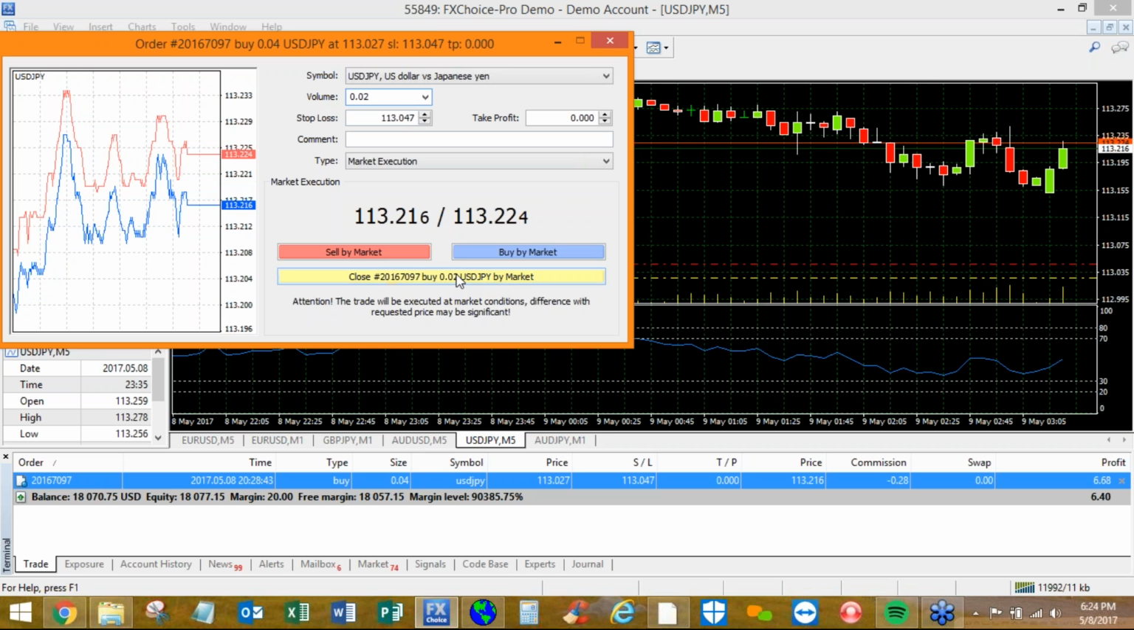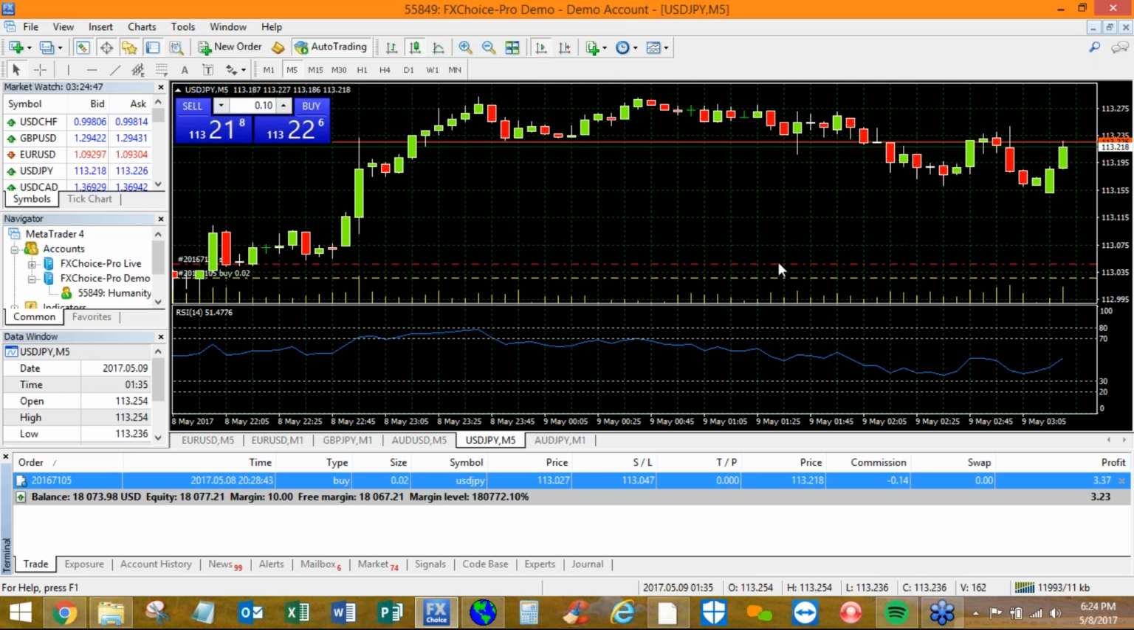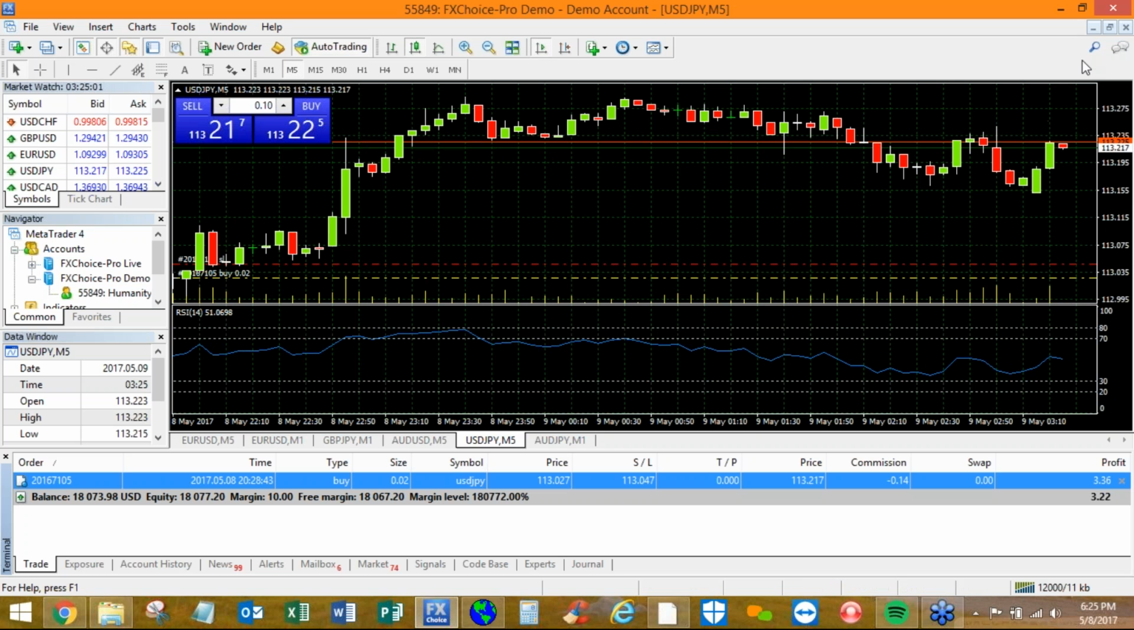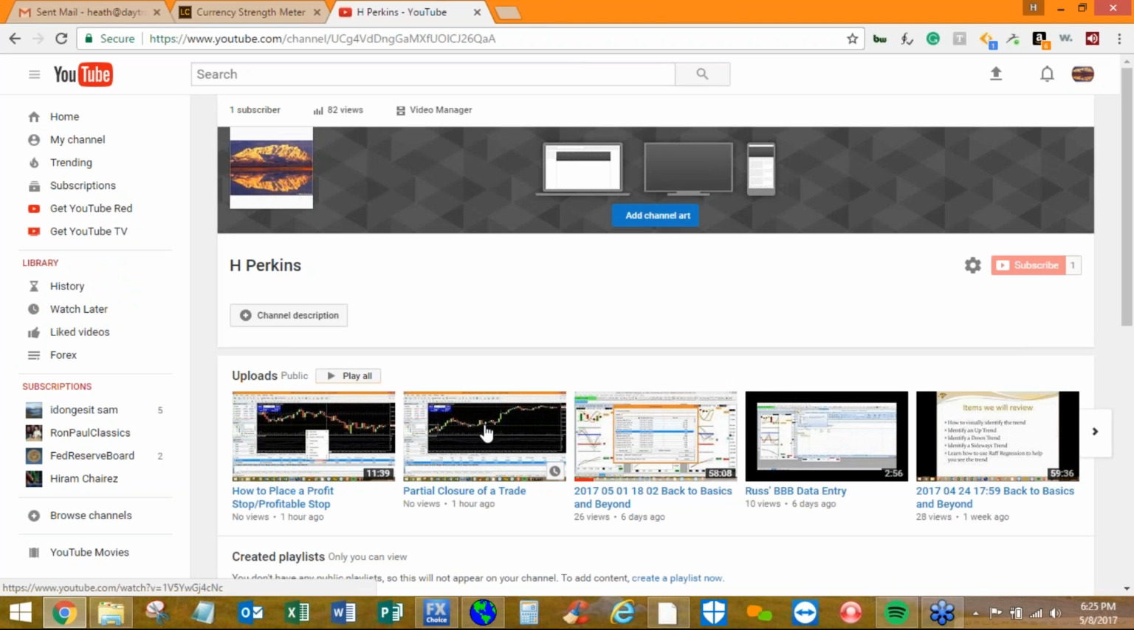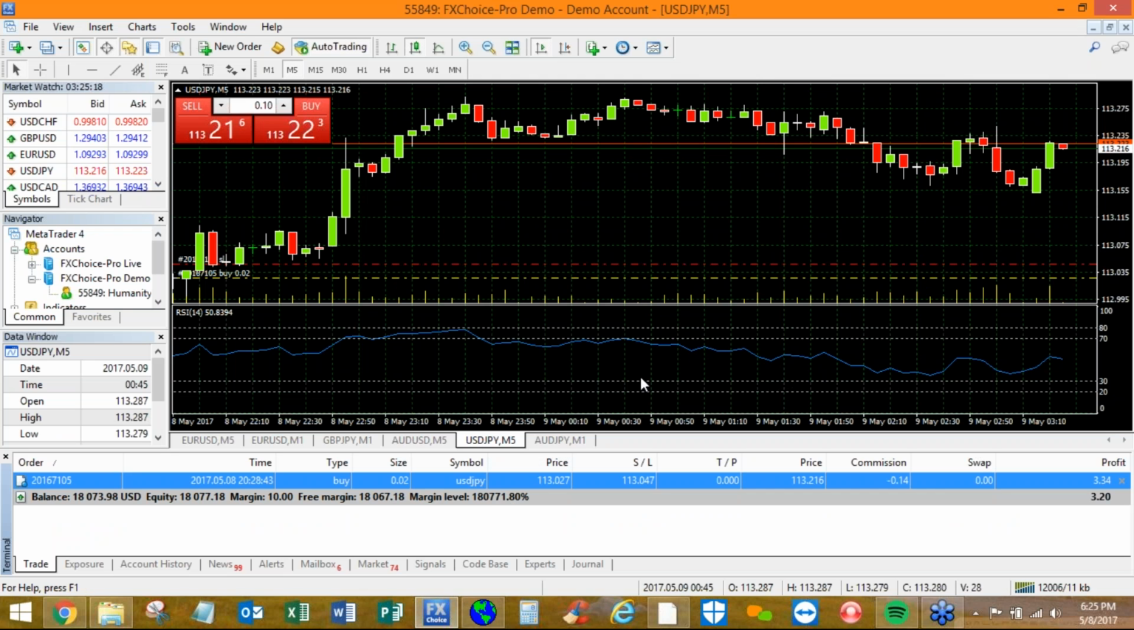The point of closing half the position is to lock my profit in, and then I take the remaining portion and put a 2-pip stop loss or a profit stop in place, which allows the market room to breathe, to move around and come back and hit it or not. But I've already taken my profit out. So that was the other video that I created here on YouTube, a partial closure of a trade. And again, how to place a profit stop.